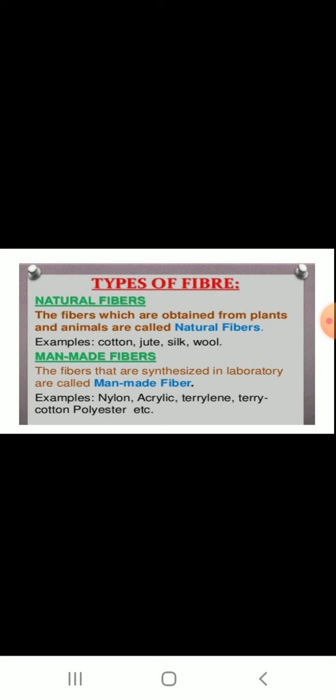Types of fibers. In natural fiber, the fibers which are obtained from the plants and animals are called natural fibers. If the fiber is obtained from plants and animals, then we call it a natural fiber. Examples: cotton, jute, silk, wool are examples of natural fibers.